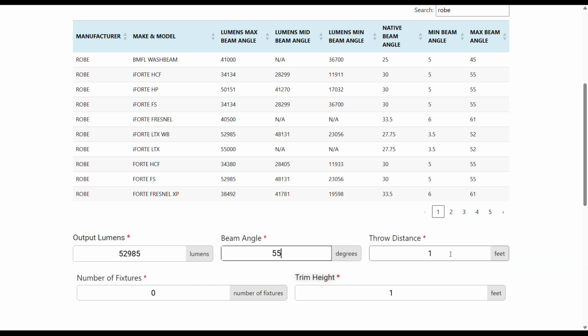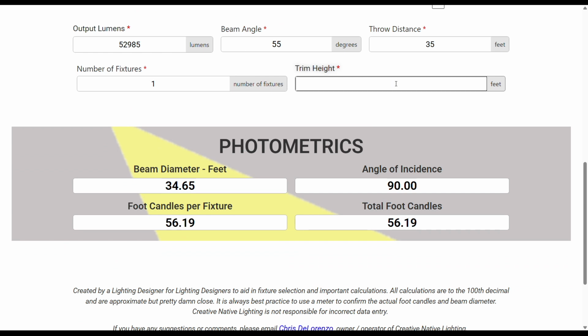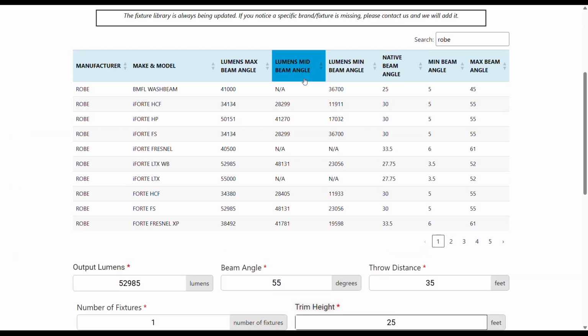We're going to type that in. Our throw distance for this is going to be 35 feet. Number of fixtures is 1, and our trim height will be 25 feet. We're going to type that right here. And we're going to notice that our photometrics gives us 34.65 beam diameter, 56.19 foot candles, an angle of incidence of 45.58, and the total foot candles is 56.19 because we're using one fixture.